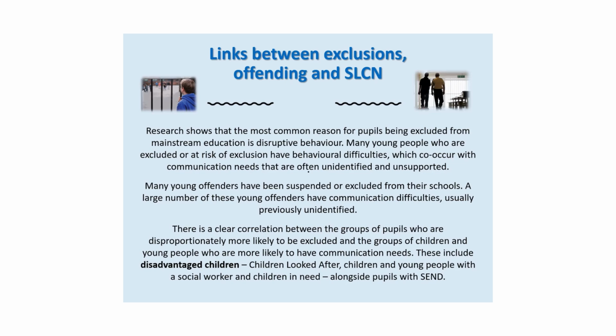Many young offenders have been suspended or excluded from their schools. A large number of these young offenders have communication difficulties, usually previously unidentified. There is a clear correlation between the groups of pupils who are disproportionately more likely to be excluded and the groups of children and young people who are more likely to have communication needs. These include disadvantaged children, children looked after, children and young people with a social worker, alongside pupils with SEND.